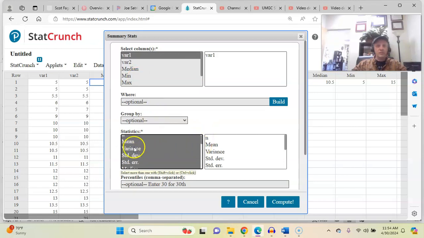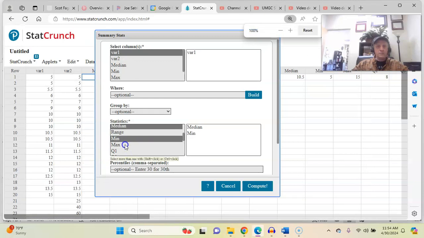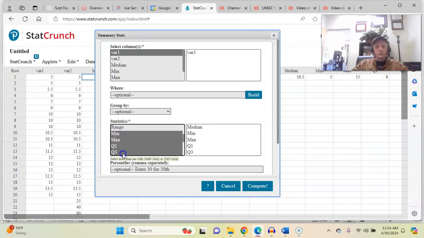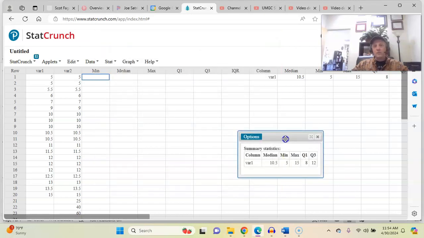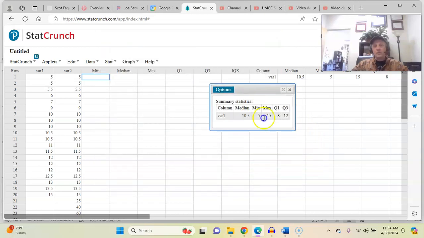And they're not listed in numeric order. But we're going to select the median, the minimum, maximum, first quartile, and third quartile. And here they are. Again, I really wish it would put them in order. I wish the minimum was on the left and the maximum was on the right, but that's how they're listed.